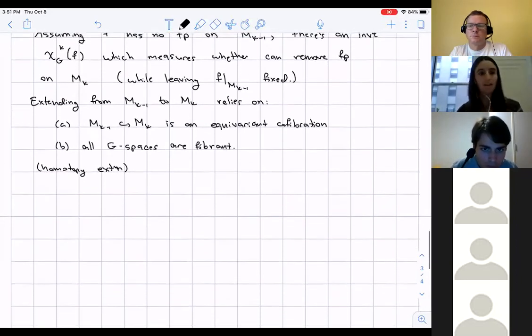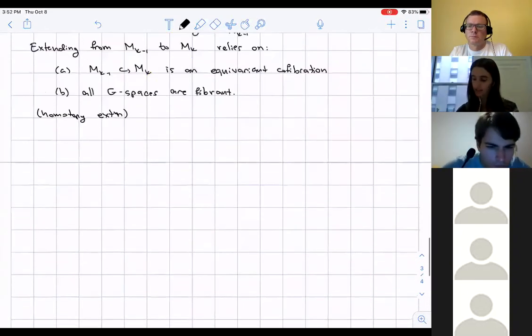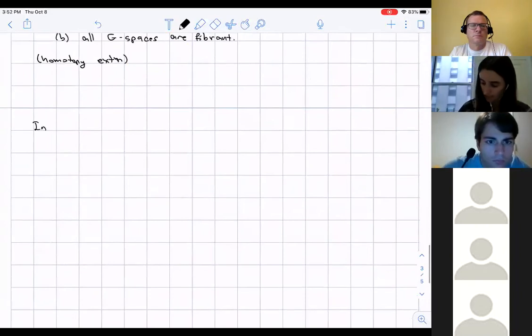Okay. So let me say what happens isovariantly, what we want to get from this isovariantly. So here's how we want the inductive approach to work isovariantly.